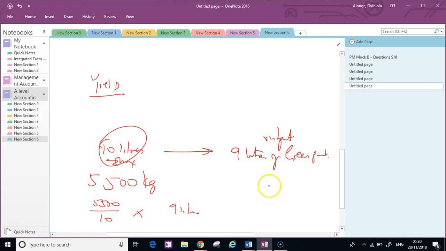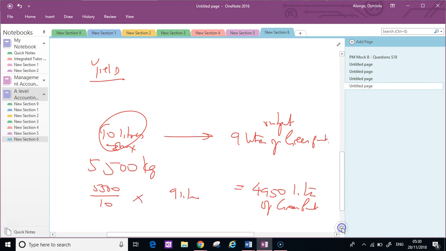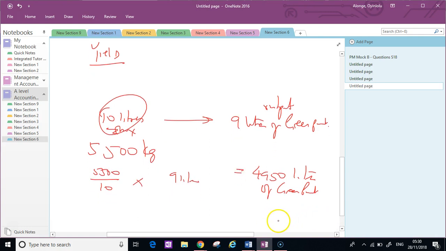And that gives us 4,950 liters. So we are expecting 4,950 liters of green paint. That's what we're expecting. The question is, how many did you do? And you came out with 5,000 liters.